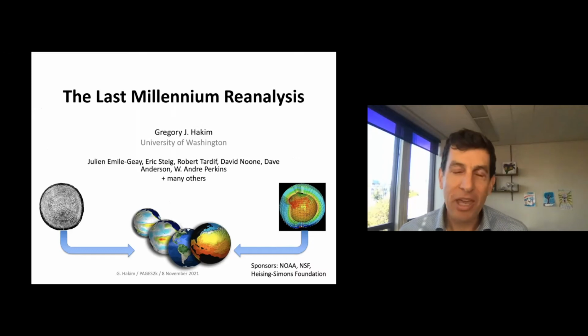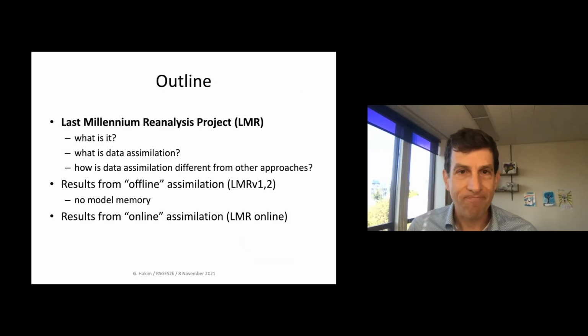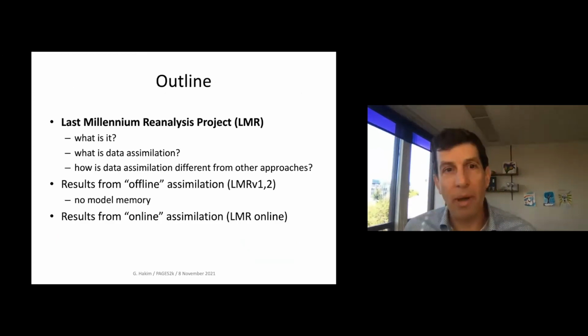So I just put down the PIs that were on the main original proposal to NOAA to create the Last Millennium Reanalysis, which, as Sylvia said, is this fusion of proxy information with climate model constraints. So I'll say a little bit more about what it is, and that's going to involve saying a little bit about what data assimilation is. And you're going to see that graphic again that Sylvia just showed a few moments ago.